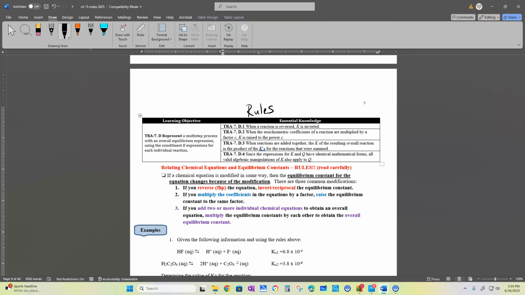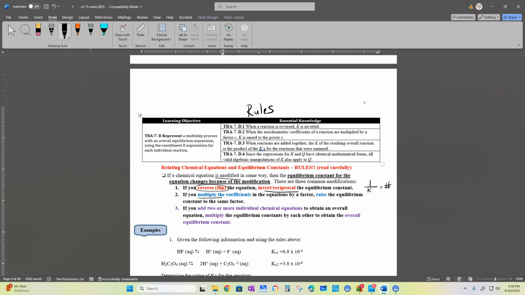So, relating the chemical equations to the equilibrium constants: if a chemical equation is modified in any way, the equilibrium constant changes too because of that modification. There are 3 common modifications. Whatever you do to the equation, the K gets affected. Number 1, if you flip the equation, the K is now the reciprocal. So now you have to take 1 over whatever that K value was. That's if you flip it.